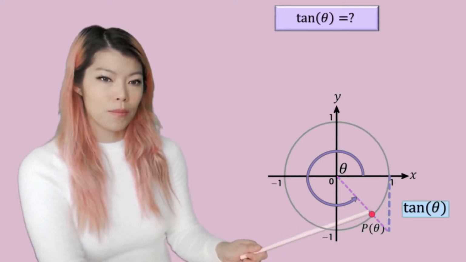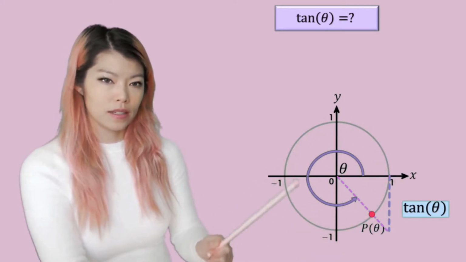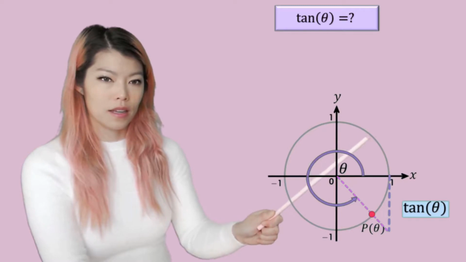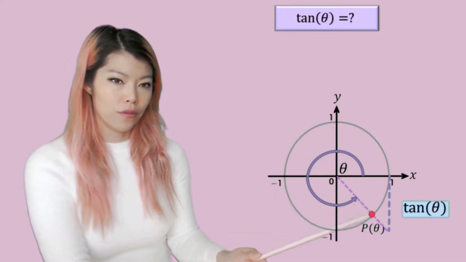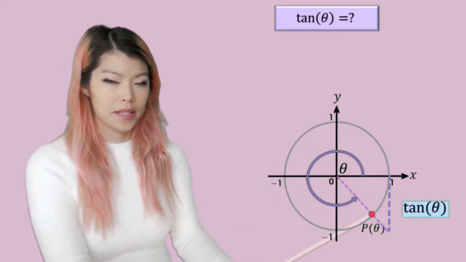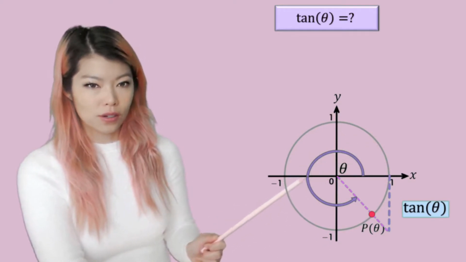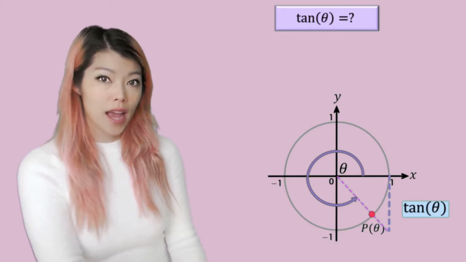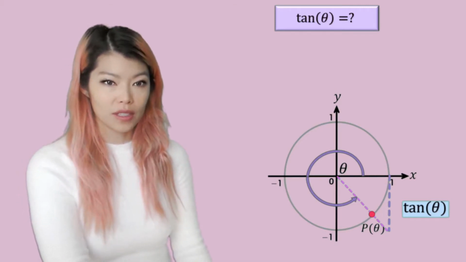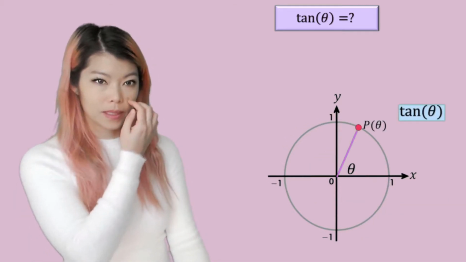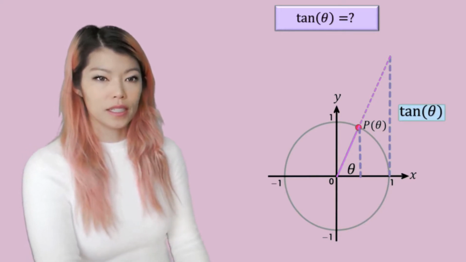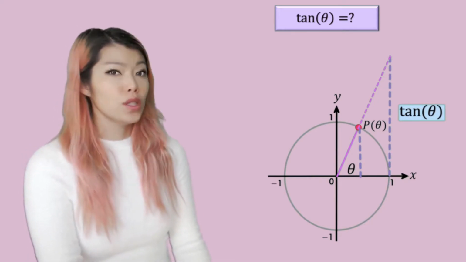So if our angle is in the second or the fourth quadrant, then our tan ends up being negative. And if it's in the first or the third quadrant, then our tan is going to be positive. So over here it is positive. What else do we notice?